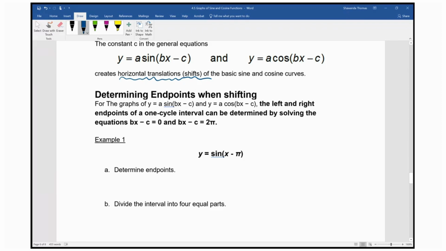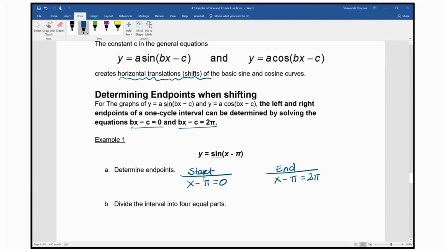You're going to go with what they said here. So our bx minus c in this case is x minus pi. So the start of our period would be x minus pi equals 0. And the end would be x minus pi equals 2 pi. And we're going to solve these, and these are our endpoints for our graph.